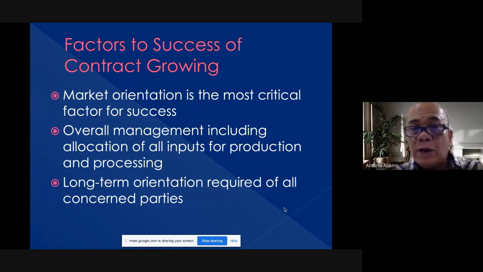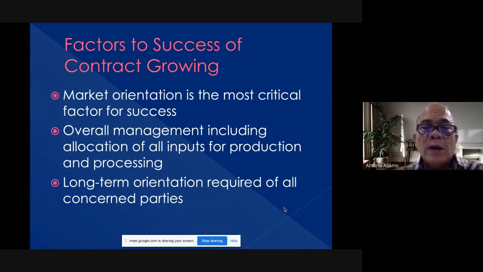A contract growing arrangement cannot succeed without a viable market. That's why an integrator may be replaced. Another is the overall management, which includes allocation of all inputs for production. In a contract growing arrangement, an integrator like San Miguel, Pure Foods, or whoever already assures the inputs and, of course, assures the market. So what the grower does is really just grow. Production is the responsibility of the grower.